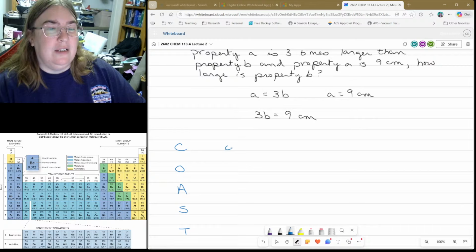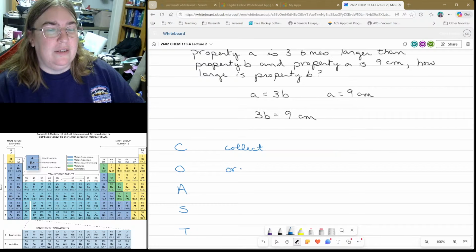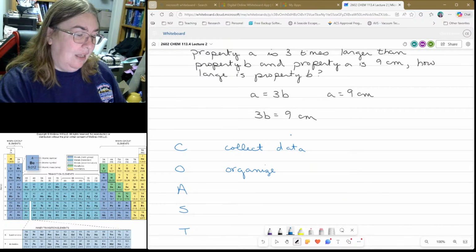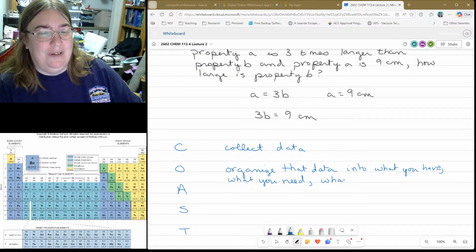So C is collect, O is organize. So collect data. So go through the problem and collect all of the data you have about the problem. And then organize the data into what you have, what you need, and what you want.